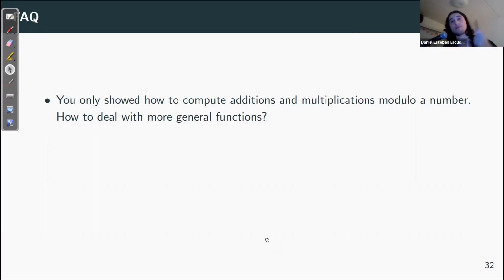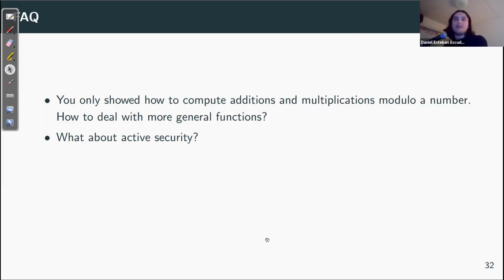You want to compare 2 numbers that are secret, or you want to truncate something. You want to work with real numbers. You want to work with several different kinds of structures. We have specific constructions for those. So how do we deal with more general functions? We develop soft protocols that deal with these operations that appear over and over again.